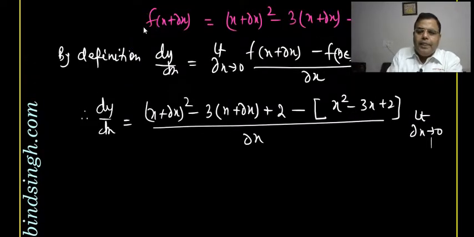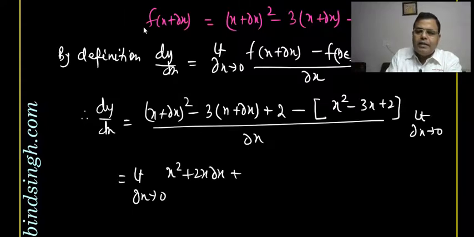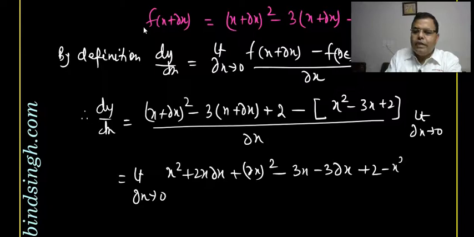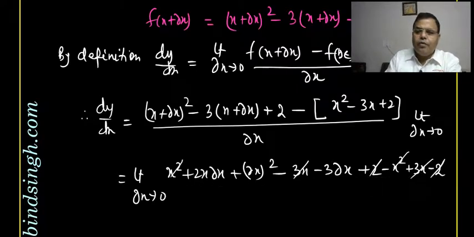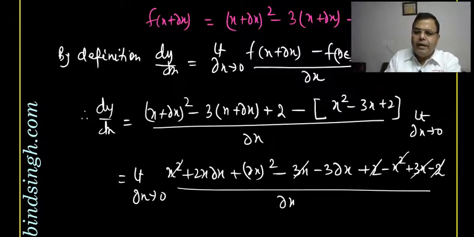Now as Δx tends to 0, this is x² + 2xΔx + Δx² − 3x − 3Δx + 2 − x² + 3x − 2. The 2 and 2 cancel out, the 3x and 3x cancel out, and this x² cancels out. Now what is left, whole divided by Δx.